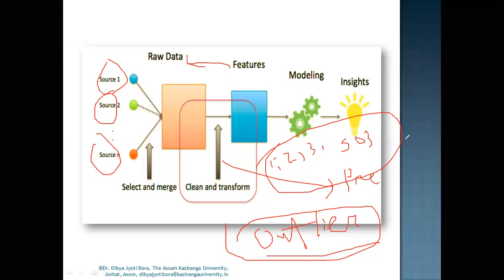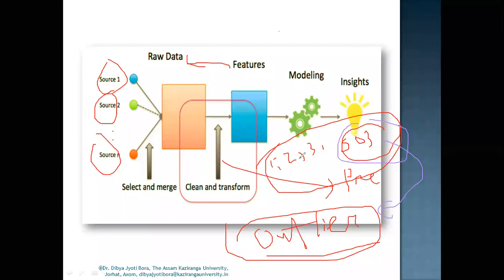Anyone else? Sir, same as Ankit told. Right, okay. Well, 503 in this case is an outlier. Let me tell you why. This is not just because it is a three-digit number. Yes, you are correct, it is a three-digit number while the others are one-digit.